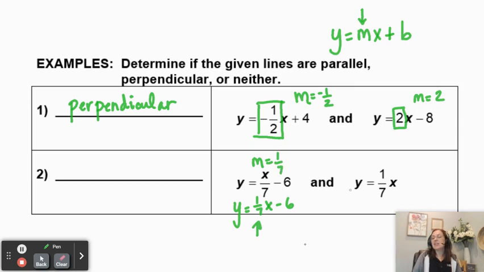Okay, look at our second one. This one's written really nice for us, right? Because we can see the y equals 1/7 x. We can see the 1/7 in front of the x, telling us that our slope is 1/7. So these two have the same slope. Therefore, the two lines are parallel. All right, so we've practiced writing slopes that are parallel, writing slopes that are perpendicular. We've also practiced identifying if lines are parallel or perpendicular. And now we want to actually write some equations.